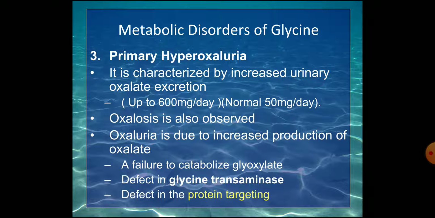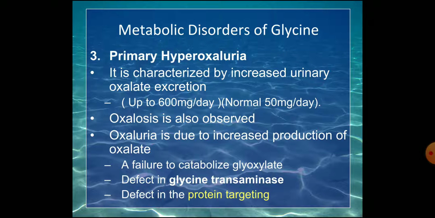So what is the meaning of protein targeting? Once any protein is synthesized, it has to be transported to the corresponding site, and only if it reaches the corresponding site can it be utilized. That process is called protein targeting. So in this metabolic disorder, there is a protein targeting defect.